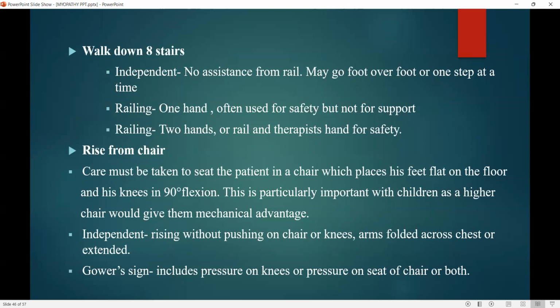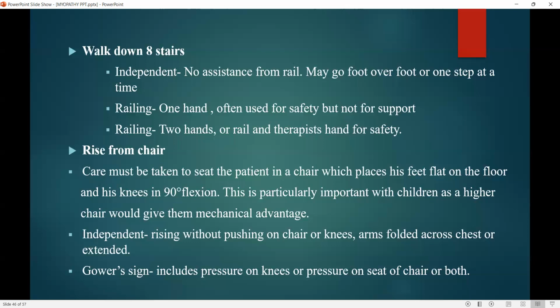Walk down a stair. Independent: no assistance from a rail, may go foot over foot or one step at a time. Railing, one hand often used for safety but not for support. Railing, two hands, or a rail and a therapist's hand for safety.